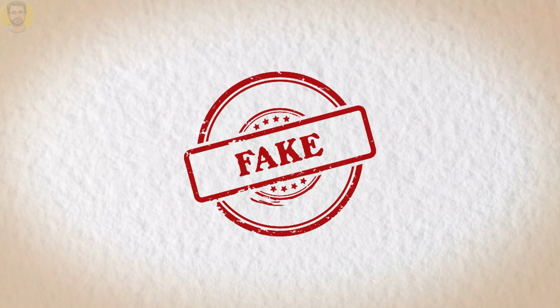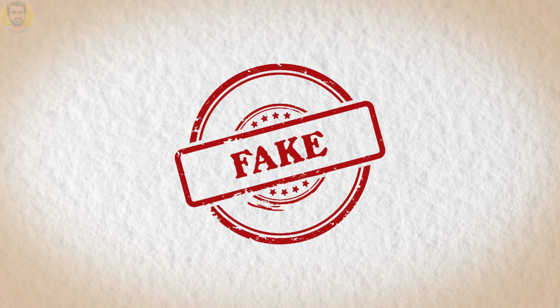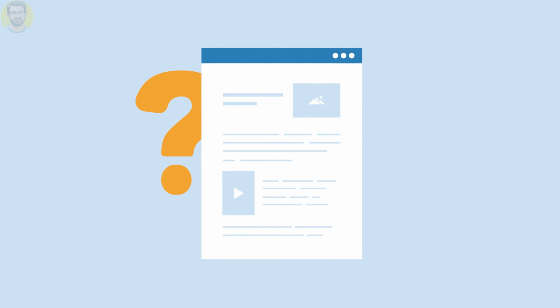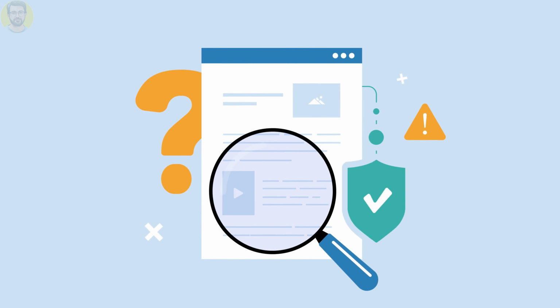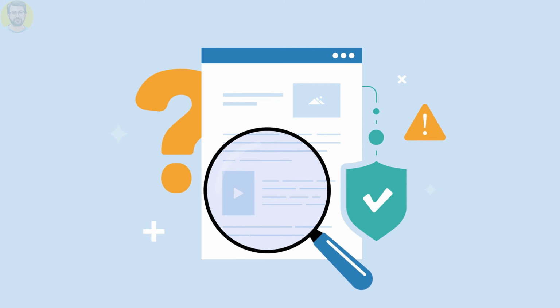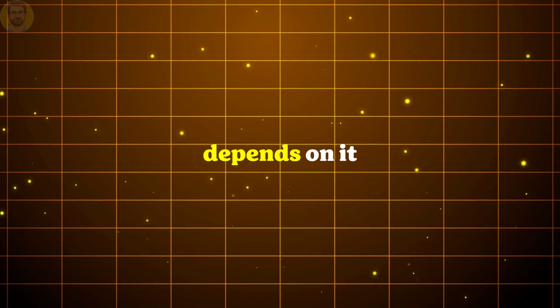Fake citations are destroying academic credibility, and you might not even know you're using them. As a researcher, you need every reference to be real, verified, and traceable. Your reputation depends on it.